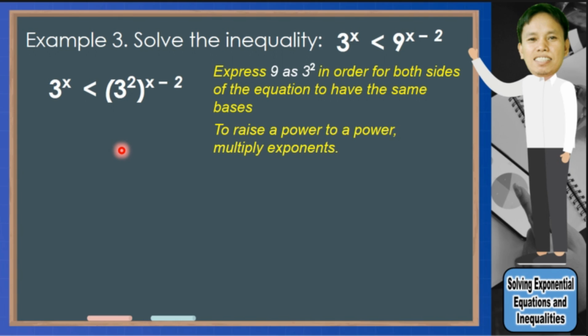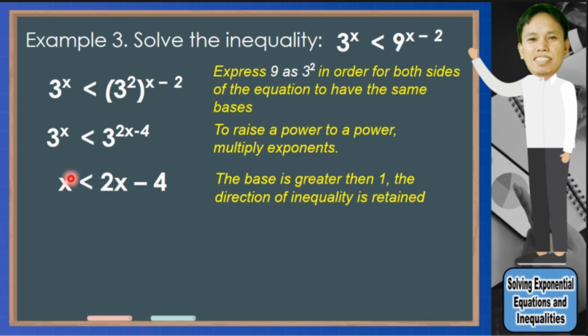To raise a power to a power, we have to multiply the exponents. Then we have, copy, 3 raised to the power of x is less than 3 raised to the power of 2x minus 4, because we multiply 2 times x minus 2. So bases are the same, then the exponents must be equal or unequal. Then we have x is less than 2x minus 4. So the base is greater than 1, so the direction of the inequality is retained.